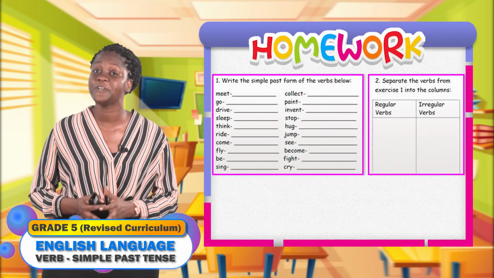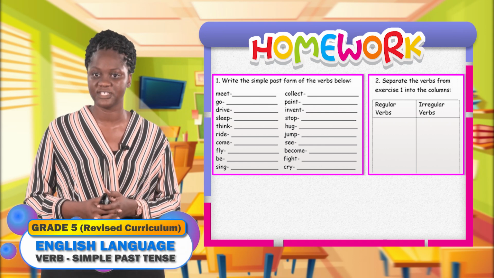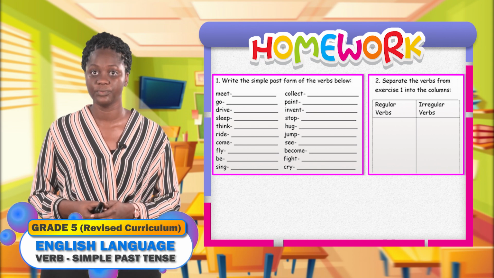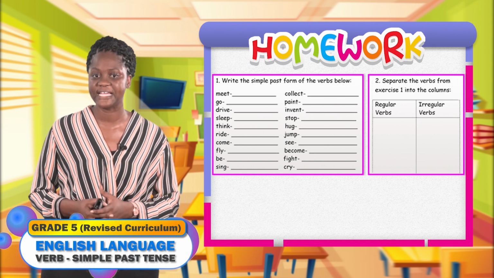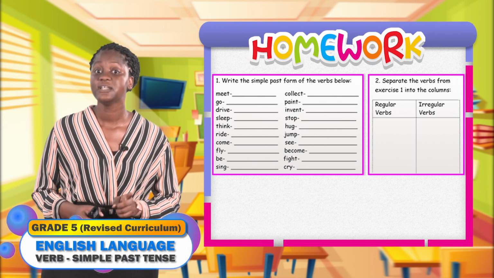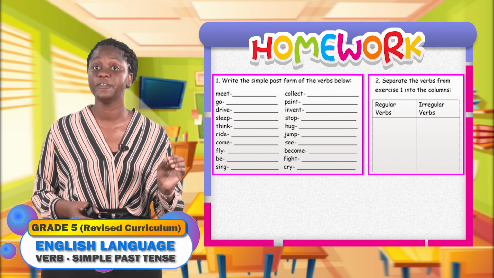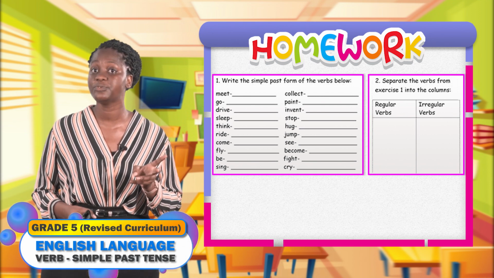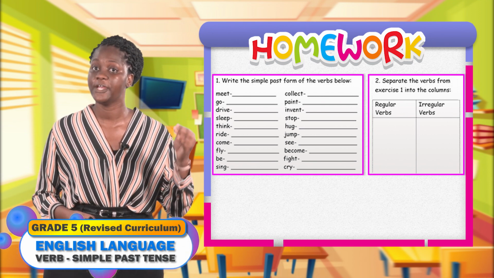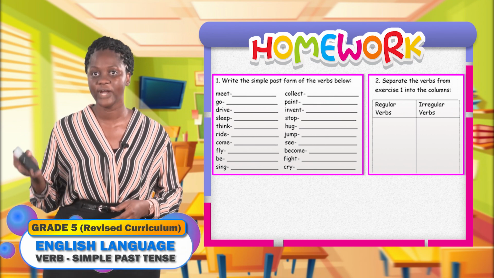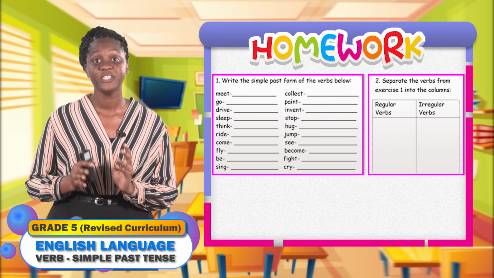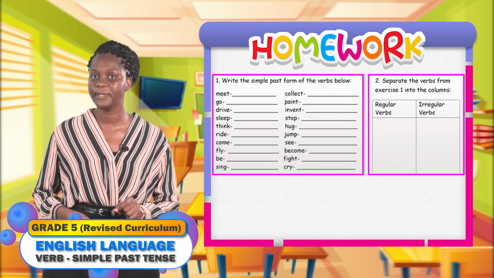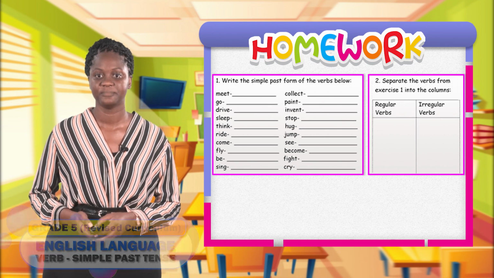Since you have done such a fantastic job on the exercises, I will leave some homework for you to do. You have 2 exercises where you will write the simple past tense of the verbs listed. And then you would separate those verbs into a regular and irregular table. Be sure to apply the rules learned when forming your past tense.